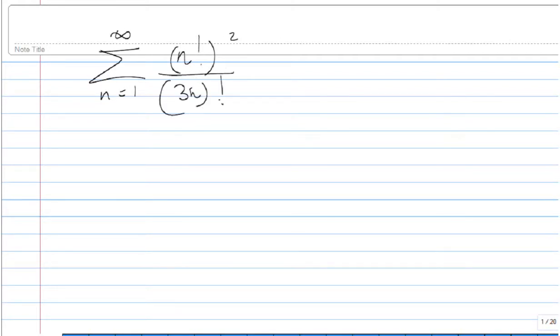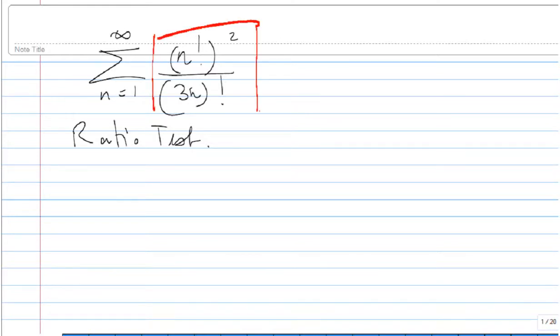The following series that we are going to be discussing its convergence or divergence is the sum from n equals 1 to infinity of (n factorial) squared over (3n) factorial. Since we are dealing with factorials, clearly we have to use the ratio test.